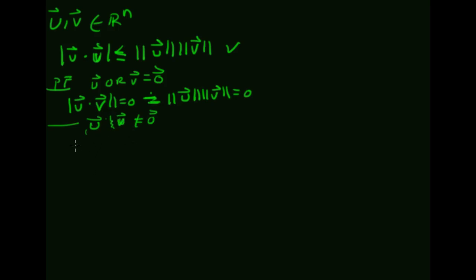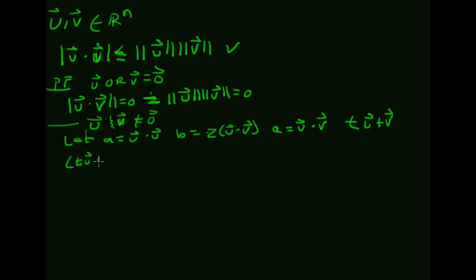Okay, so what we're going to do here is some letting. Let A be the dot product of u with itself. Let B be 2 times the dot product of u and v. And let C be the dot product of v with itself. Now we're going to consider the vector t times u plus v. We're going to take t times u plus v dot t times u plus v.